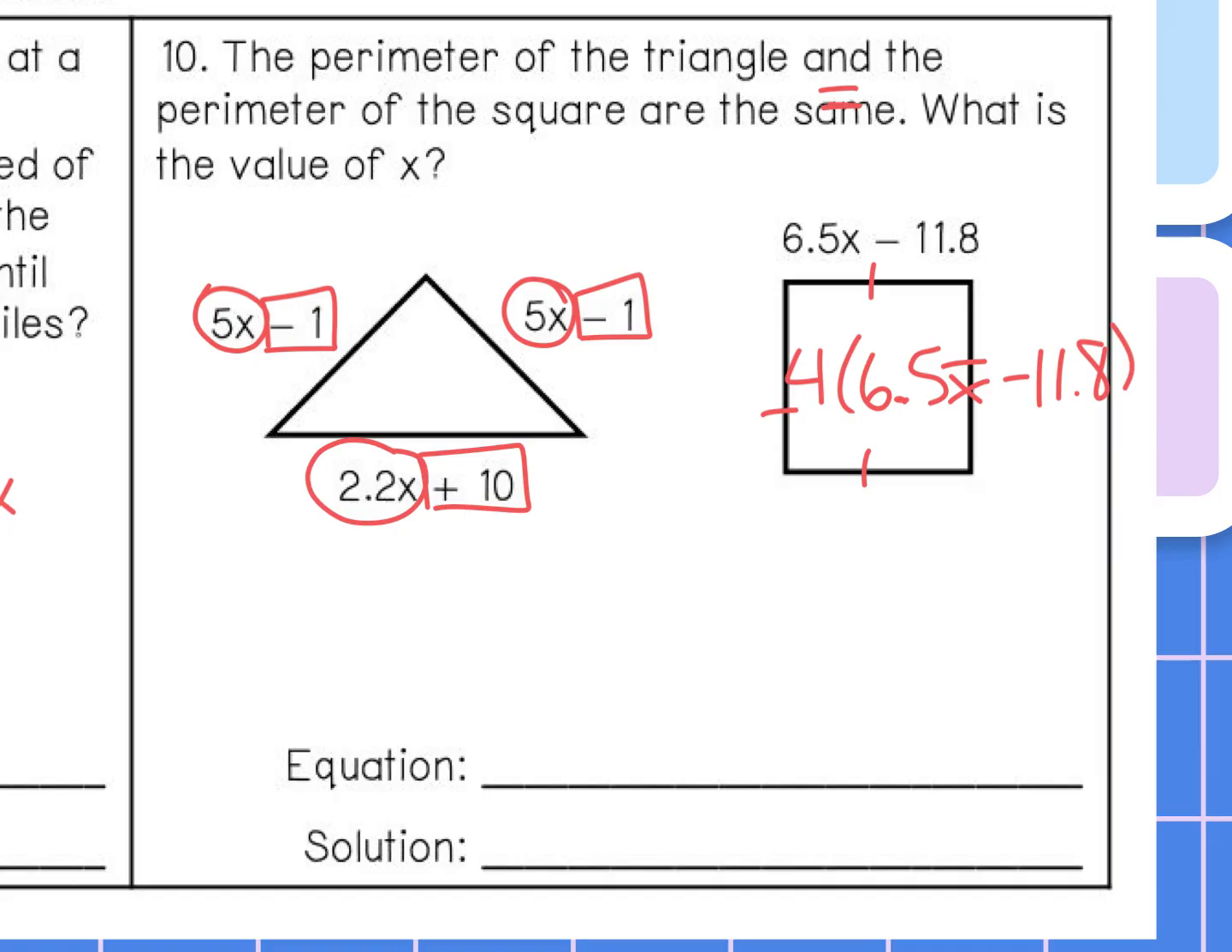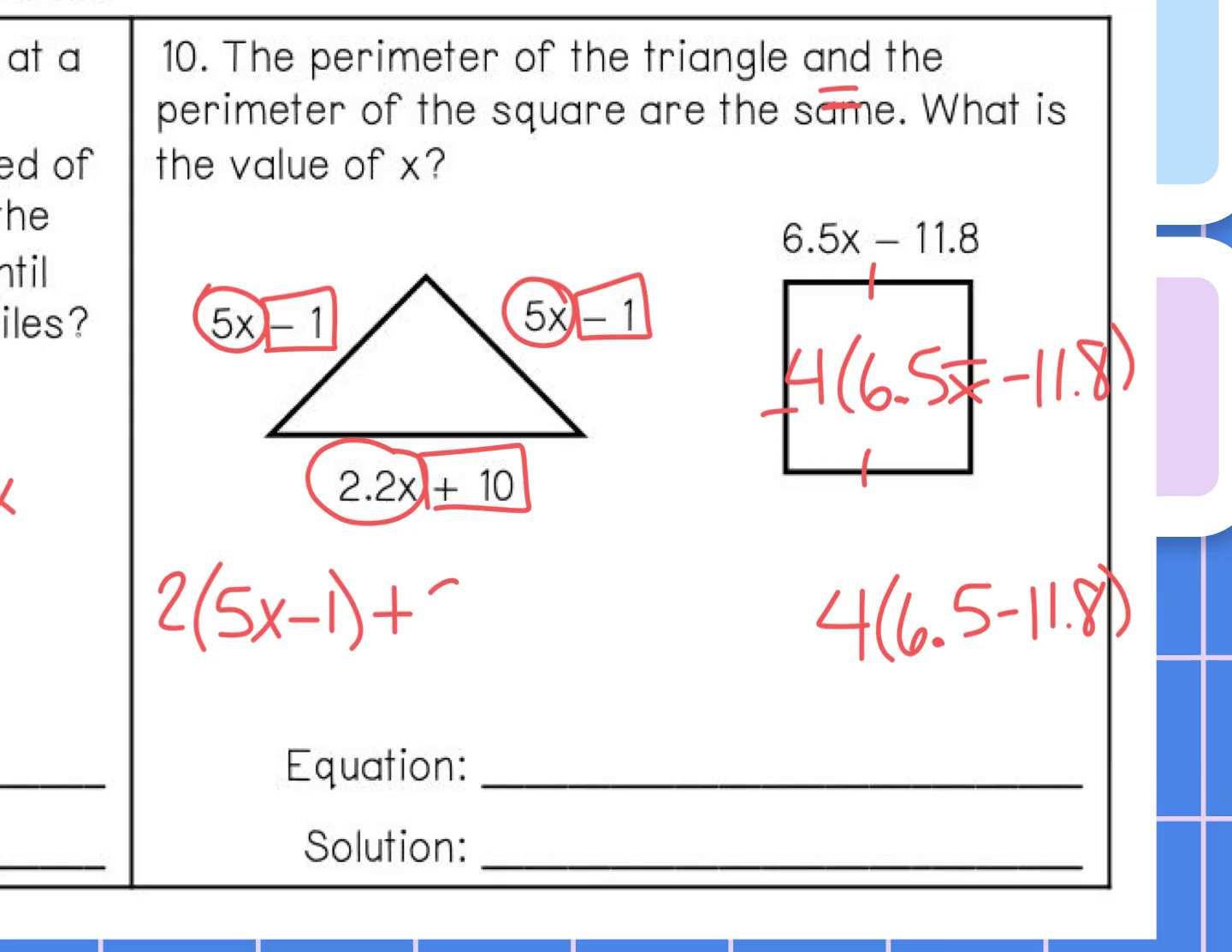And then the other side, you would do 5x minus 1. You multiply that by 2, right? Yep, we have two 5x minus 1s, and then plus the 2.2x plus 10. And then the equal sign in the middle. Very nice. And then you can solve it, yes? You would have to distribute on both sides.